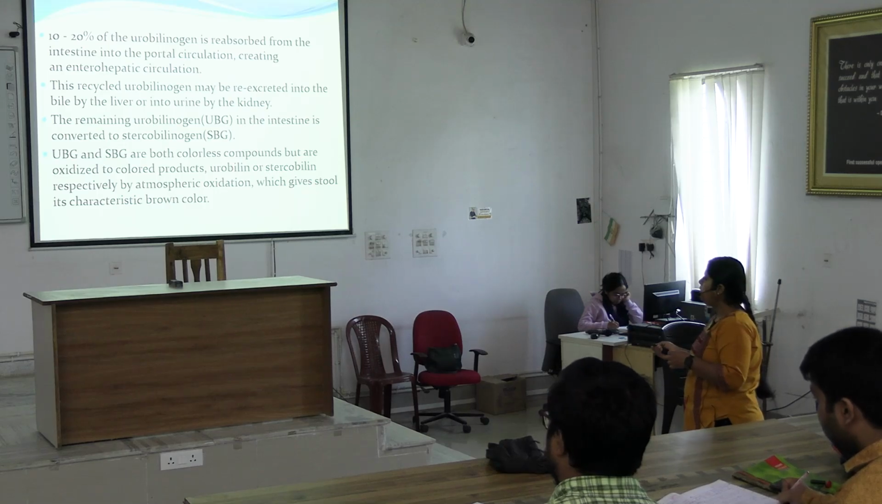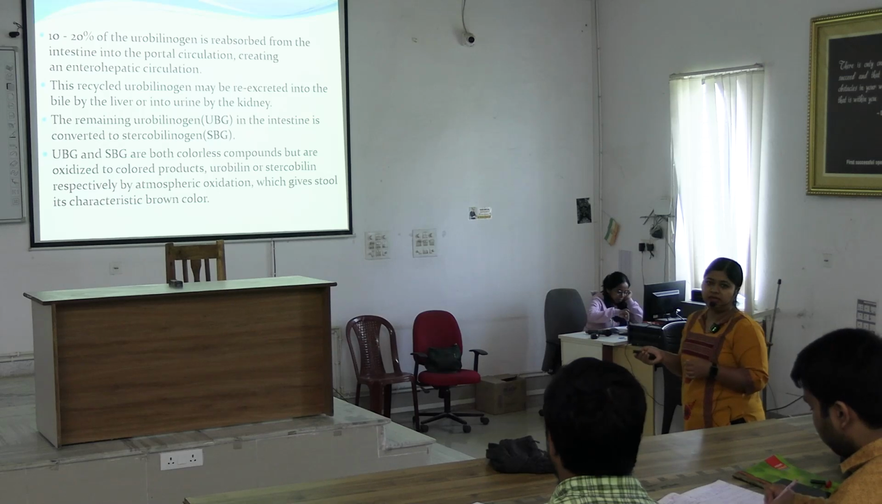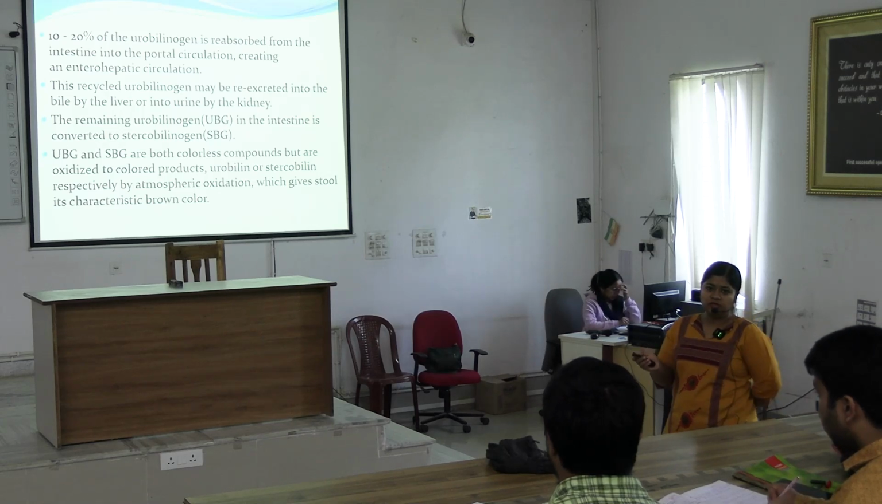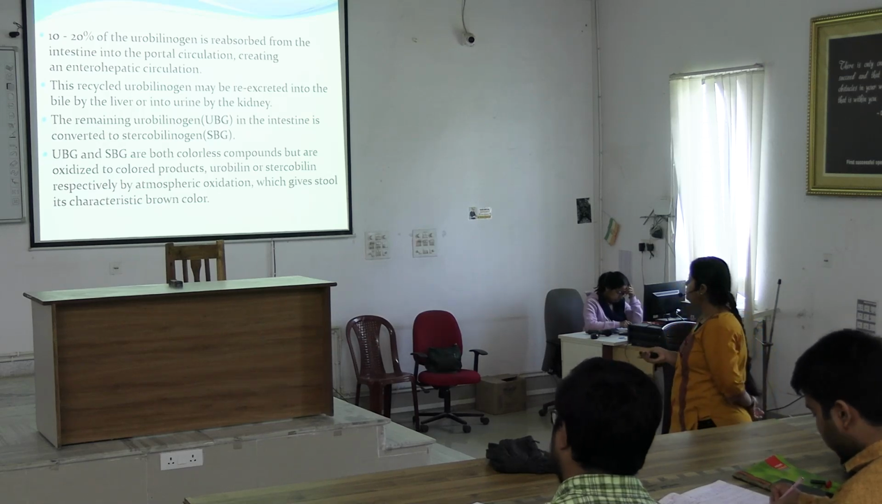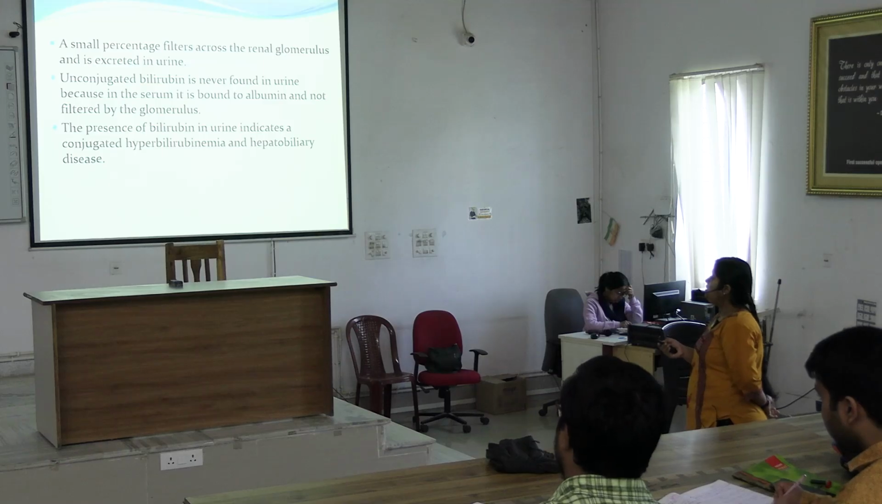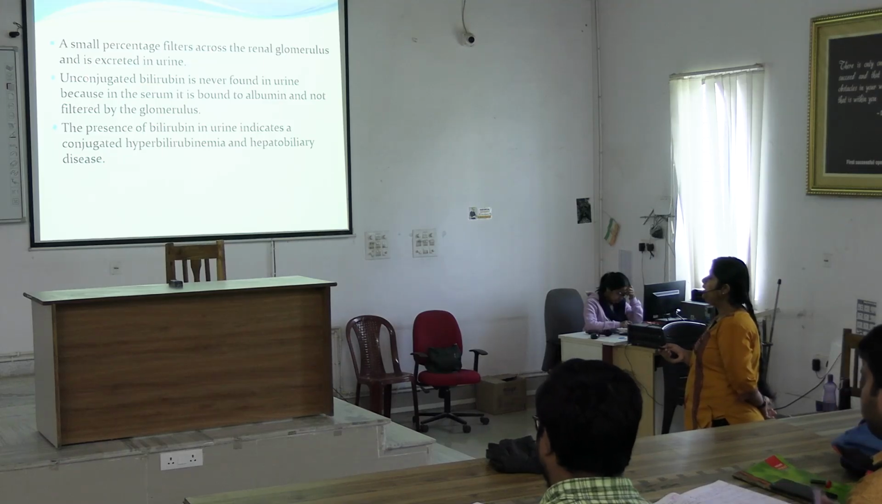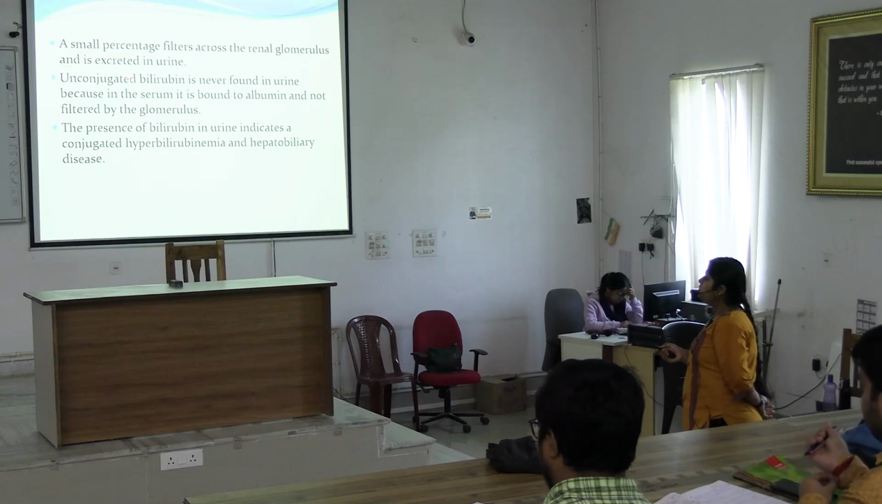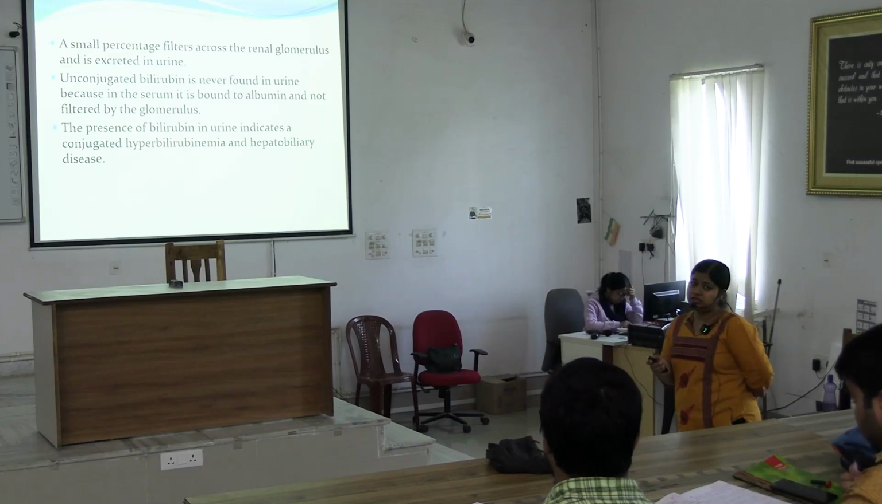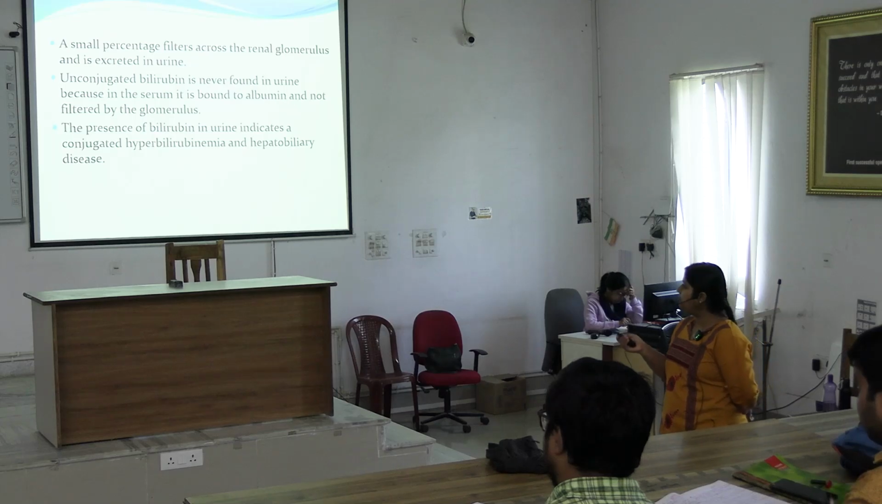And I also told you this is the product. Stercobilin is the pigment which gives the brown color to the stool. Okay. A small percentage filters across the renal glomerulus and is excreted in urine. Now see, unconjugated bilirubin is never found in urine. Unconjugated, this part is very important.